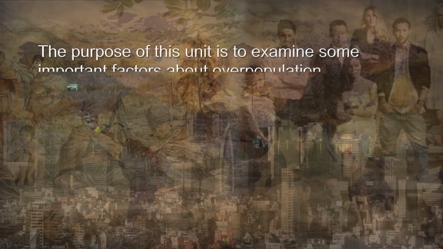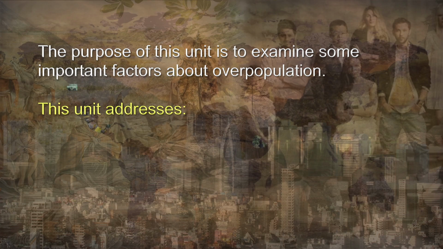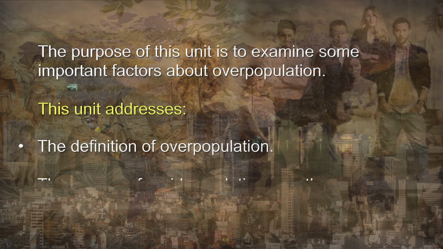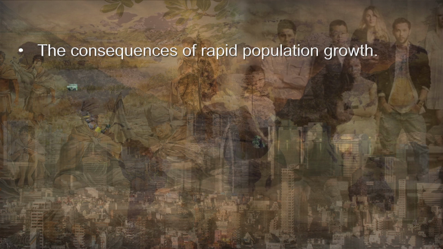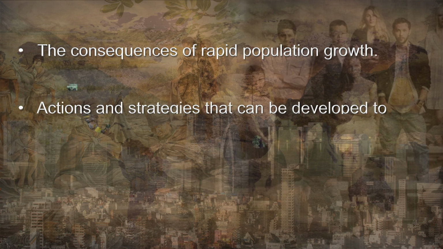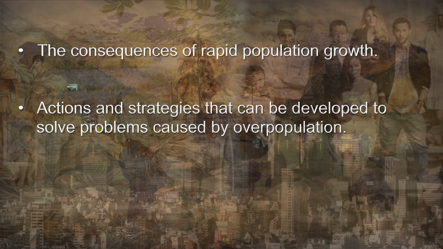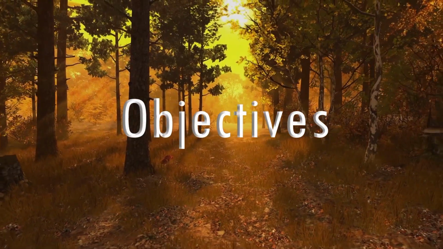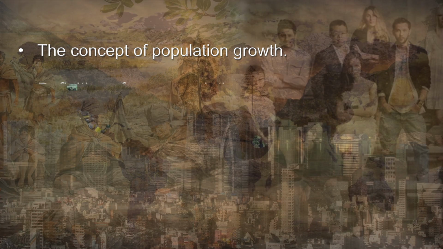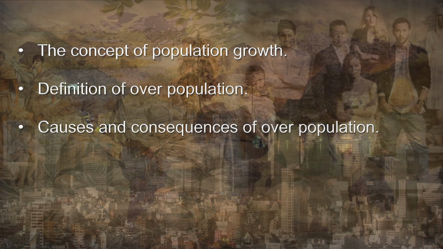The purpose of this unit is to examine some important factors about overpopulation. This unit addresses the definition of overpopulation, the causes of rapid population growth, the consequences of rapid population growth, and the actions and strategies that can be developed to solve problems caused by overpopulation. The purpose of this lesson is to illustrate the concept of population growth, the definition of overpopulation, and the causes and consequences of overpopulation.